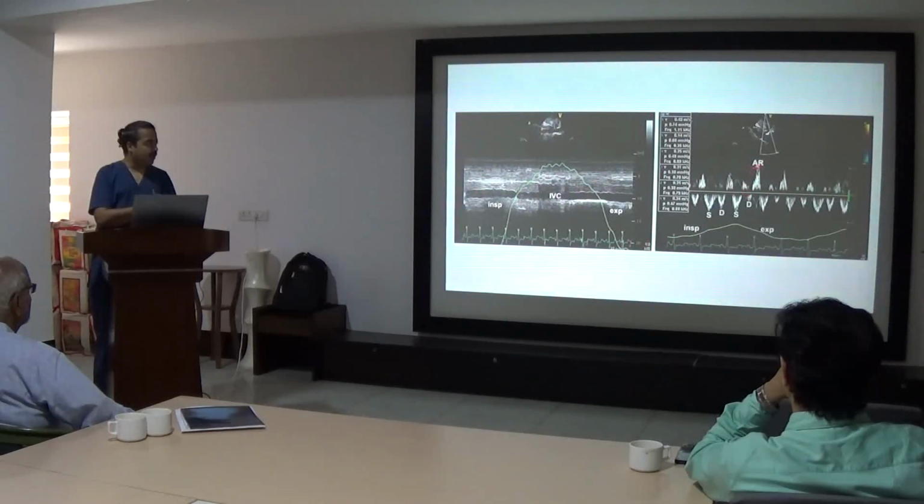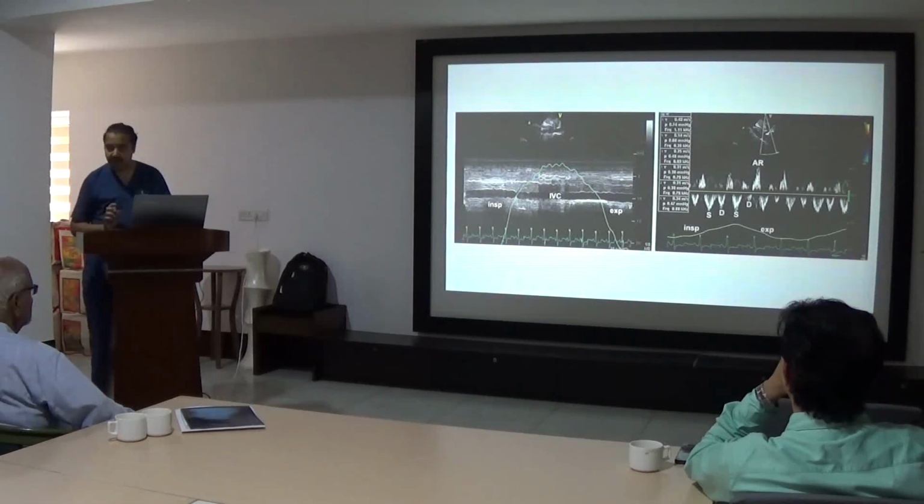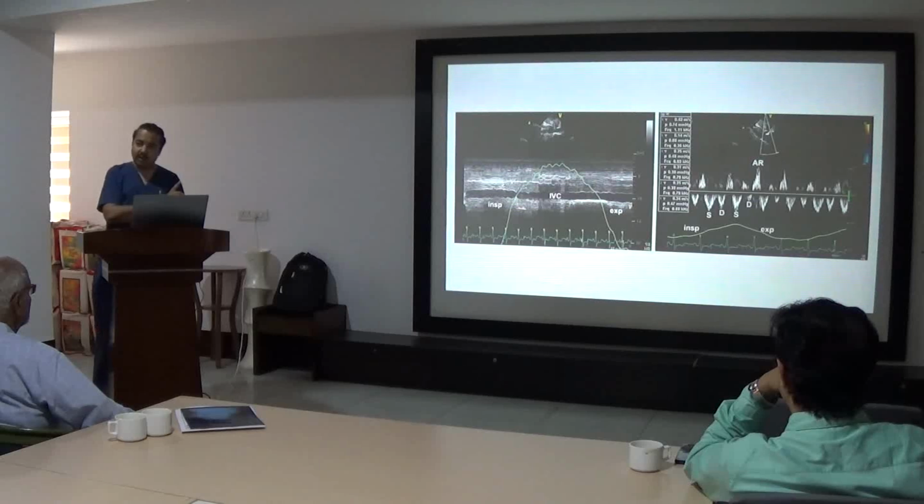To be precise, if it is more than one, it is prominent. Any cause of congestive heart failure, it will be seen, but more than one or prominent or tall diastolic reversal is going towards the diagnosis of restrictive cardiomyopathy.